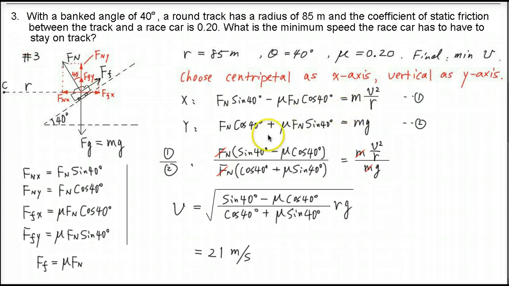If you like that way, go ahead. But I always like to divide the two equations. And you can see if you factor the Fn out, the Fn cancels out when you divide, and the m cancels out. So then if you isolate v, you should be able to get this. Okay, and then plugging everything in, you get this answer.